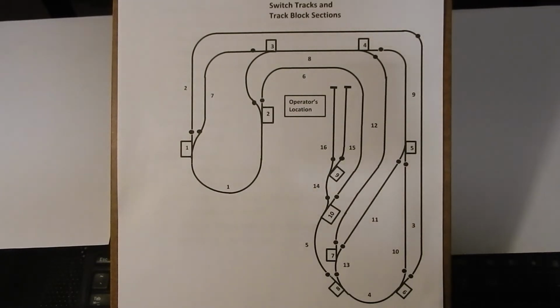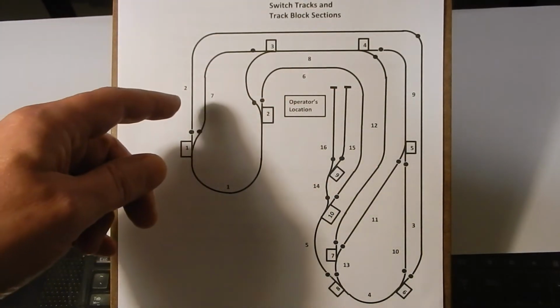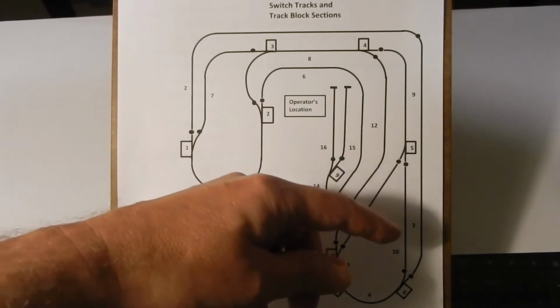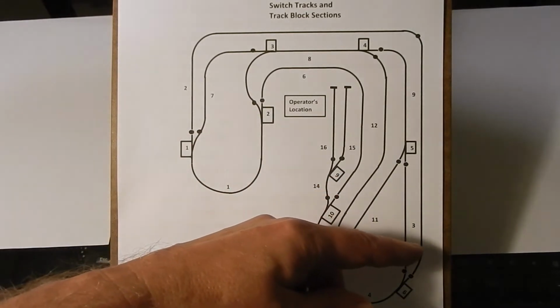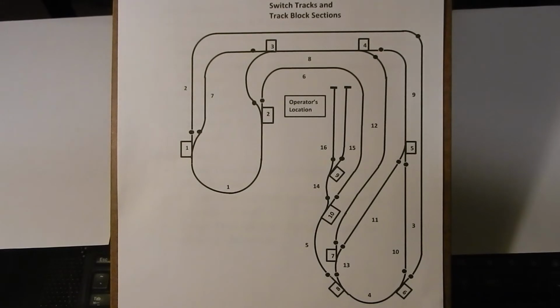And you can see the blocks generally go from legs of switch track to legs of switch track. There is one case where that's not so, and that's this long block here. Number 2 block here, and number 3 block over here. That was such a long block, we decided to split it into 2 different sections.